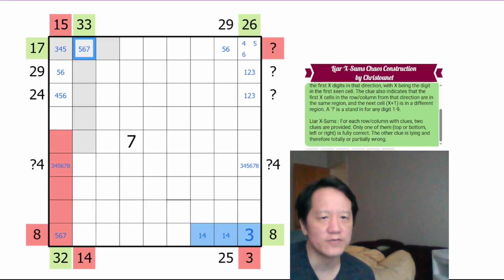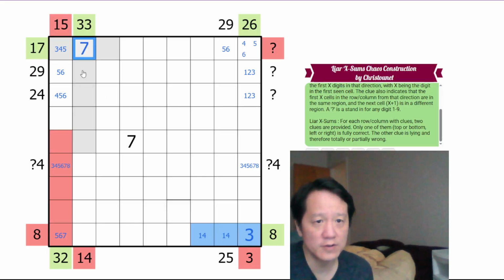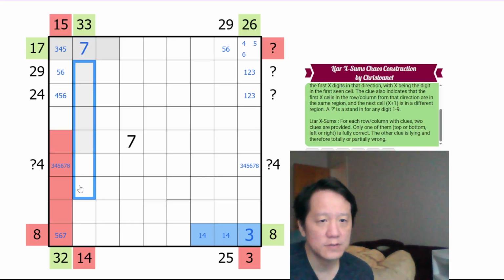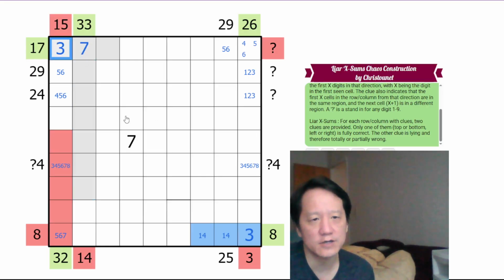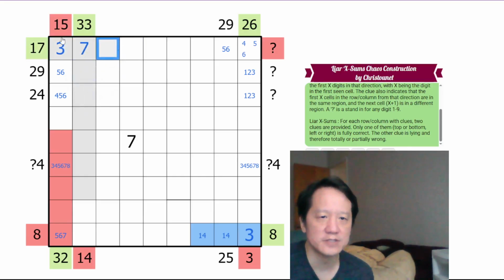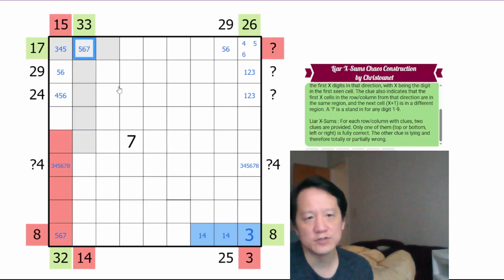Okay, let's try 7 first. If we have 7, that means this has to be 3, and I don't think that works. 3, 7, and 7. No. Right, because this is 9 already cells here. So that's why this had to be 3. And that's 3, 7, and 7. So 7 does not work. 5 doesn't work. 6 maybe does.